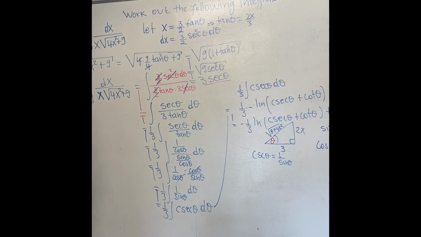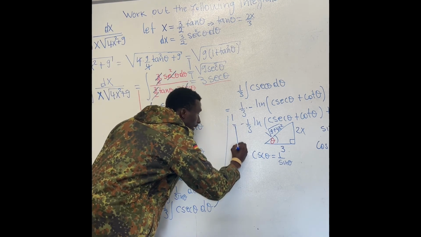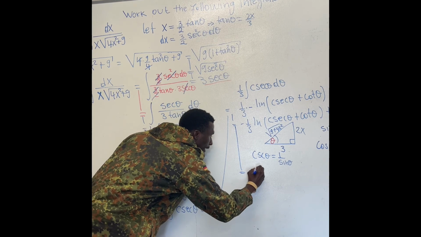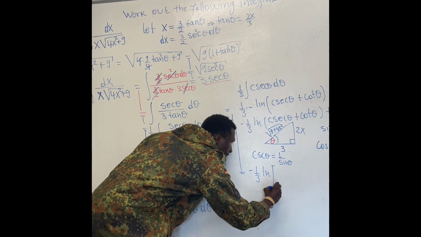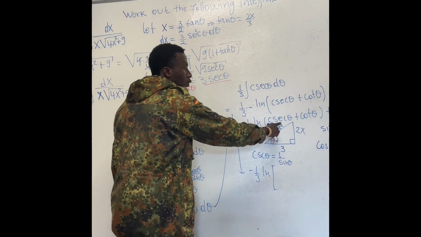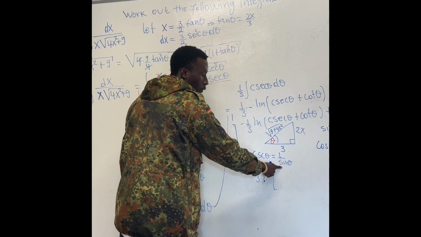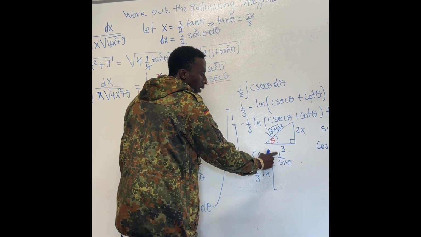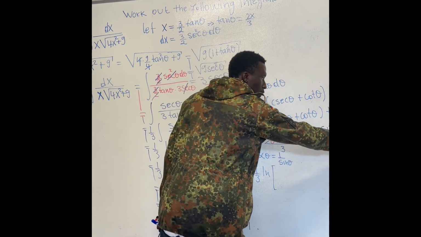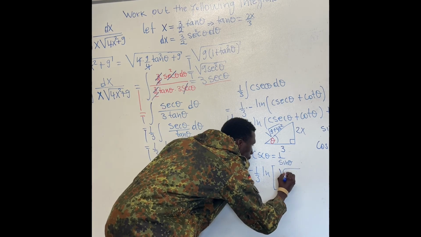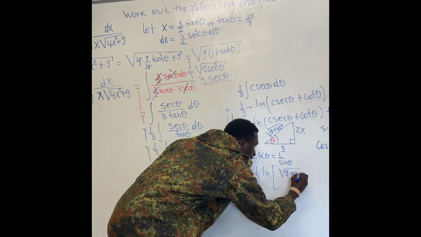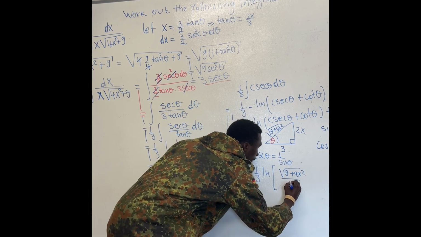Since now we have everything, we can solve. So this integration now can look like minus 1 over 3 ln, we open the bracket. What is this one? We say it's 1 over sine. And sine is this one, so the inverse of that, we're just going to have the square root of 9 plus 4x squared divided by 2x.